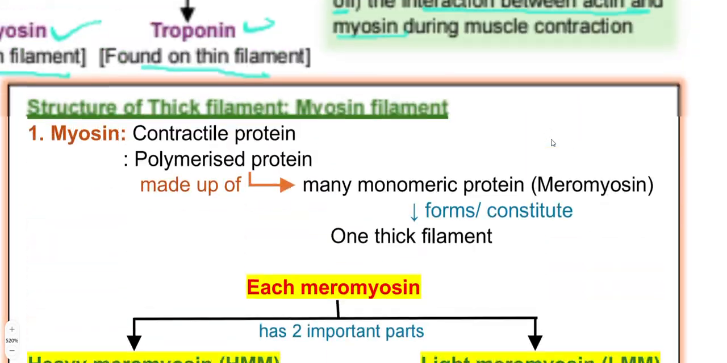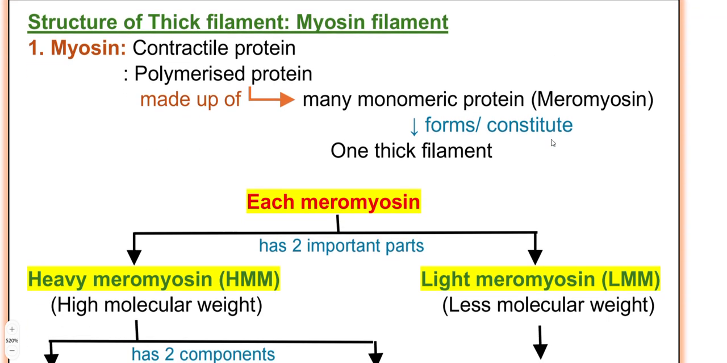Then let's jump to the structure of the thick filament. What is the structure of the thick filament? We are going to study about the myosin. Thin filament is made up of three things: actin along with tropomyosin along with troponin. Troponin consists of three subunits. But here, in the myosin filament, the thick filament, we are going to study only the myosin. What is myosin? Is it a regulatory protein or a contractile protein? It is a contractile protein.